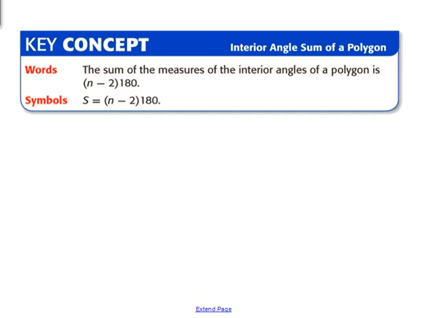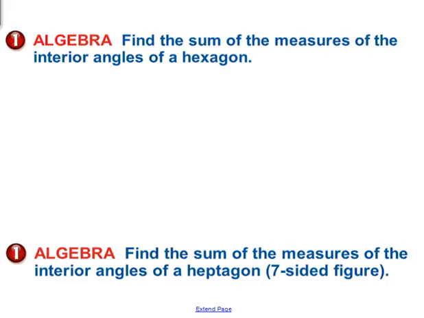Well, let's get an equation here, and you'll need this equation, so you'll want to make sure that you remember this. The sum of the measures of the interior angles of a polygon is equal to n minus 2 times 180, where n is the number of sides of the polygon. So the number of sides minus 2 times 180 will give us the sum of the interior angles of a polygon. So you'll want to remember that. Let's jump right into using it.